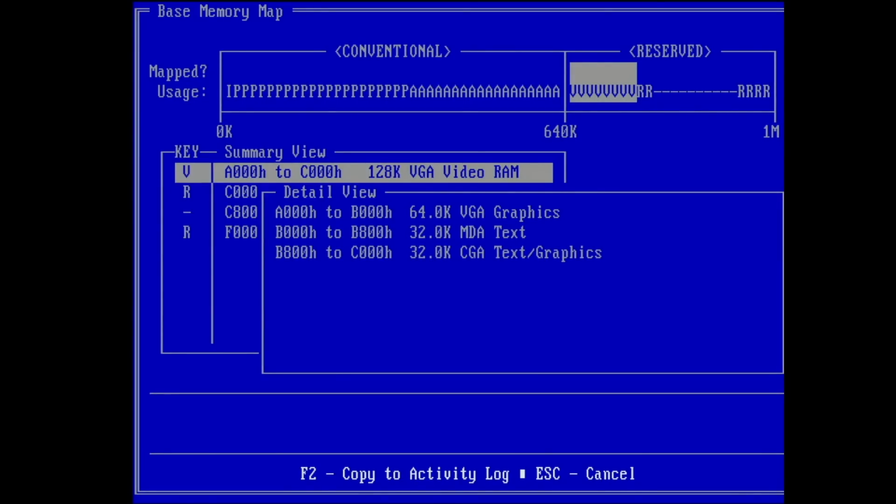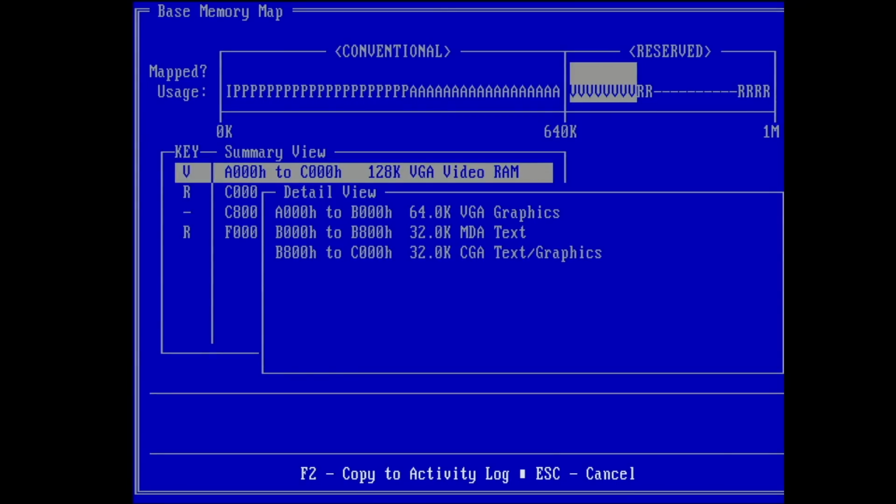Then from B1000 to B800, we get 32 kilobytes of MDA text. MDA stands for monochrome display adapter. This is an area that is many times reclaimed if you want to optimize your MS-DOS memory management. These 32 kilobytes can then be used in upper memory for loading drivers or parts of MS-DOS or something like that. But then we have B800 to C1000, which is text and graphics for CGA.